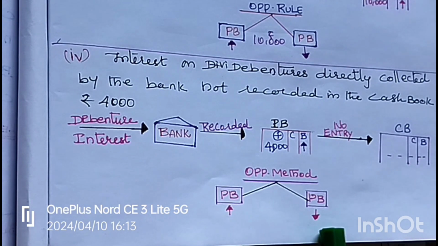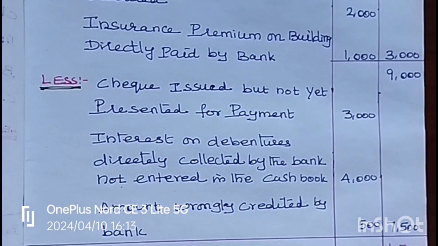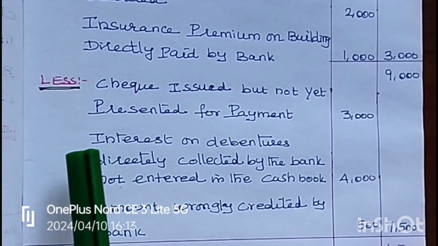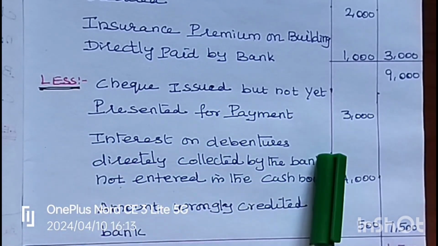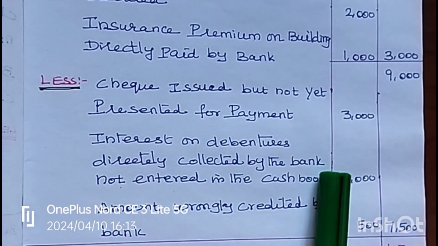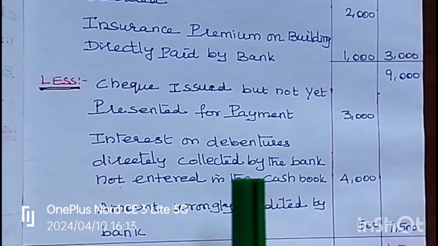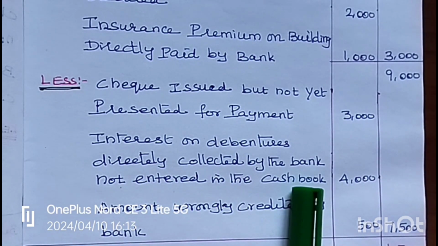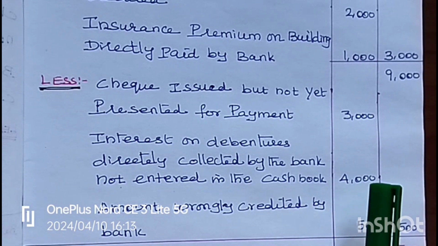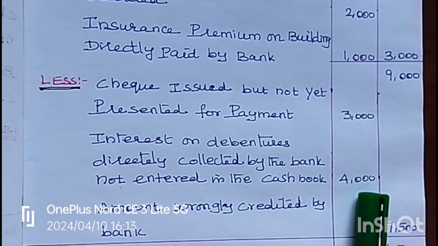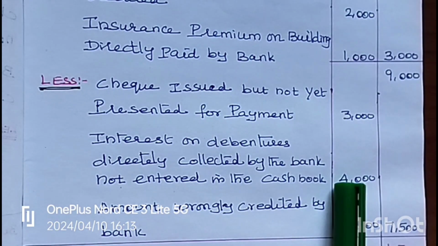Decreased means what? Subtracted. So in the less column, we have to write interest on debentures directly collected by the bank, not entered in the cash book, and 4,000 rupees is to be entered in the inner amount column. We entered.